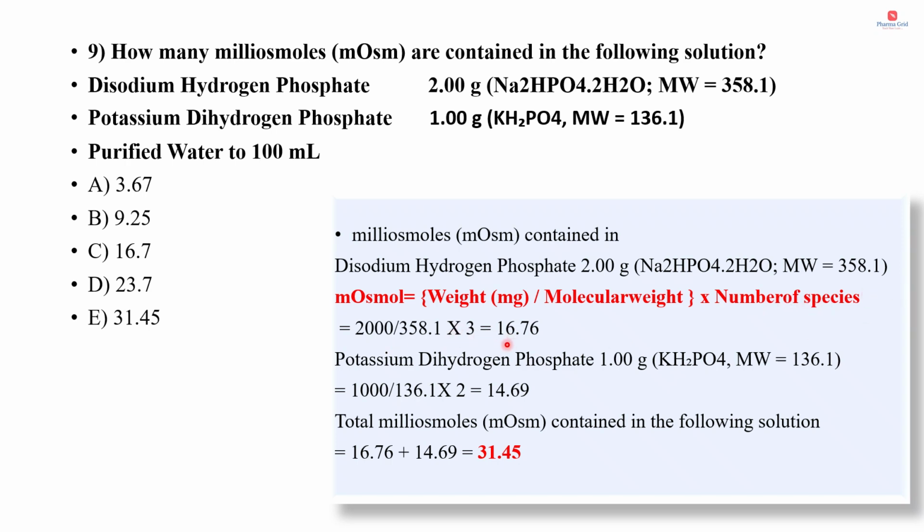So we will get the number of milliosmoles as 16.76. Next, take the case of potassium dihydrogen phosphate. It is given as 1 gram and molecular weight 136.1. So substitute the values in this equation.